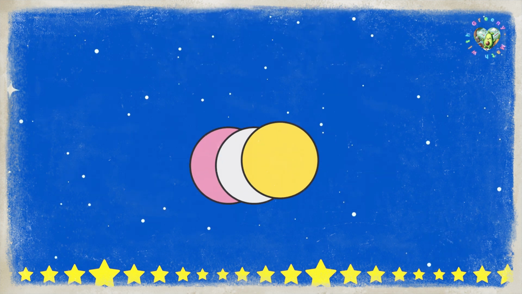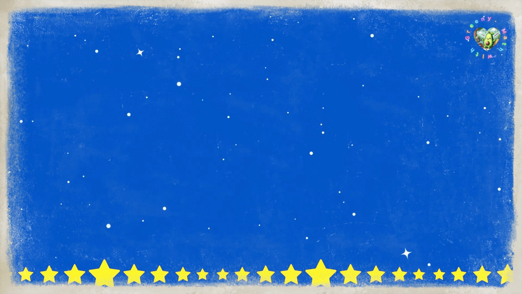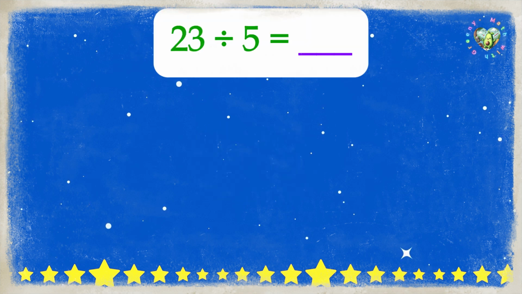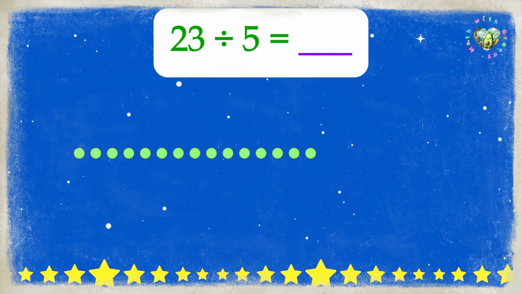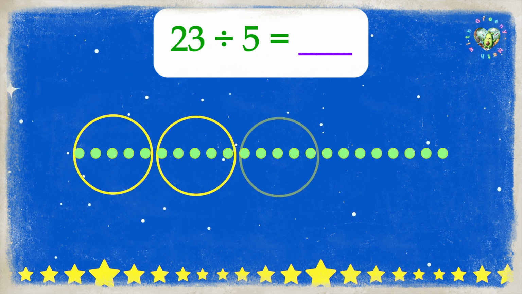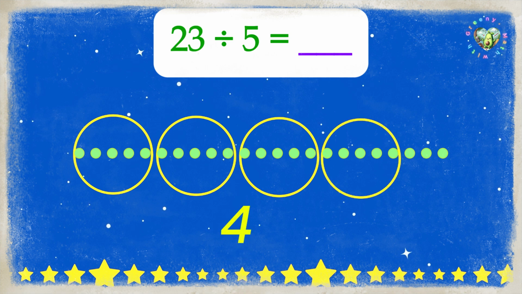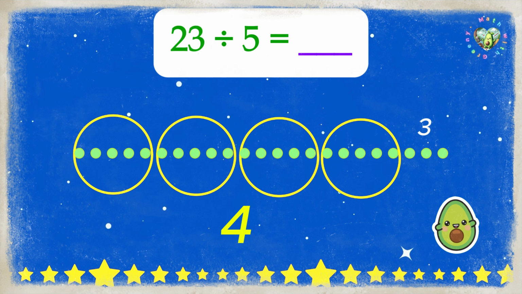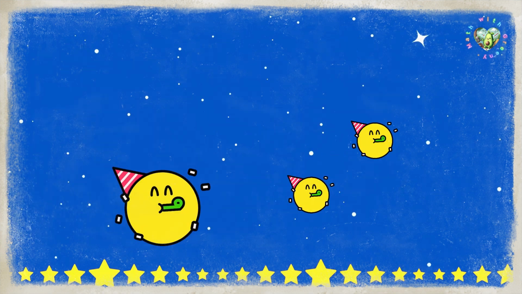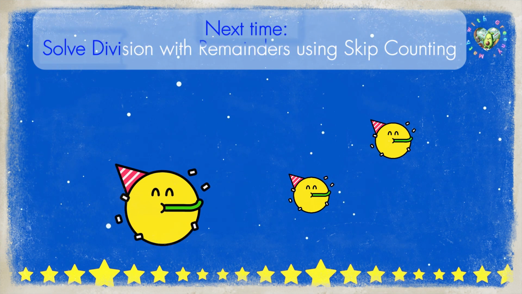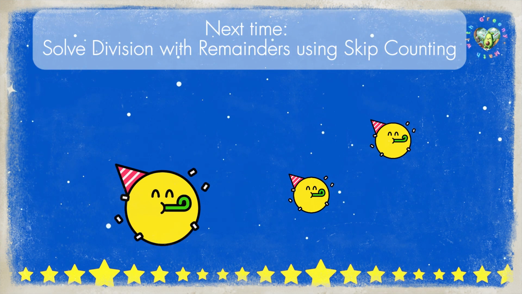Well done! Last question. 23 divided by 5. 23 divided by 5 equals 4 remainder 3. You're doing great! Next time, we'll solve division with remainders using skip counting.